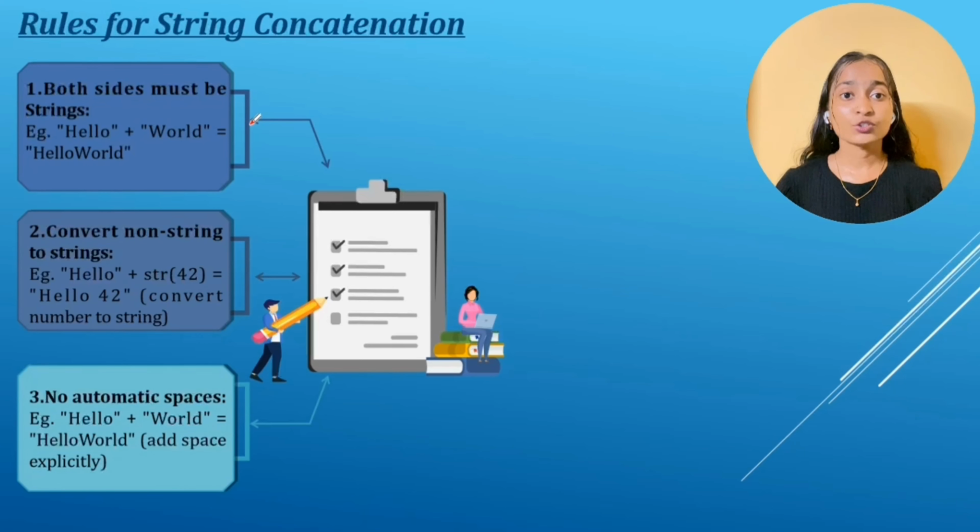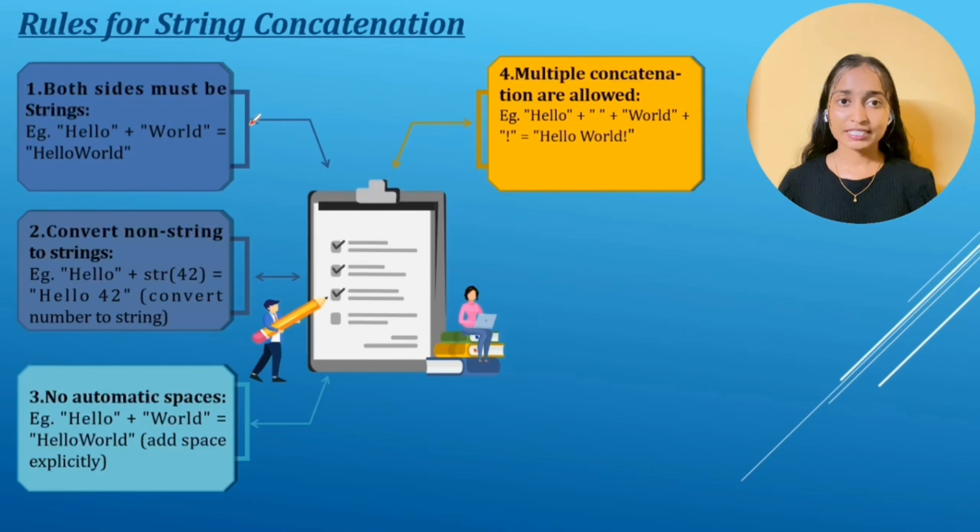The third rule says no automatic spaces. Concatenation does not add spaces automatically by itself. Add space manually if needed. So in the example, when we combine hello with world without the spaces, it gives the output as helloworld. To include the spaces, they are added explicitly.